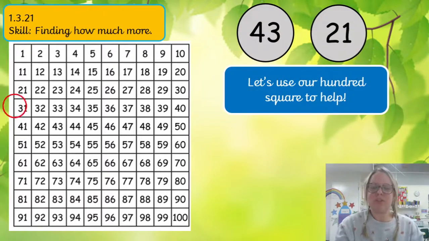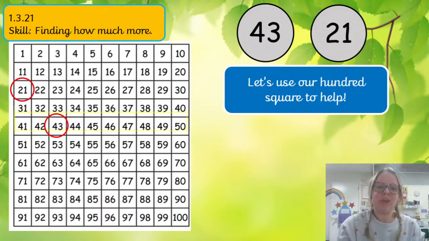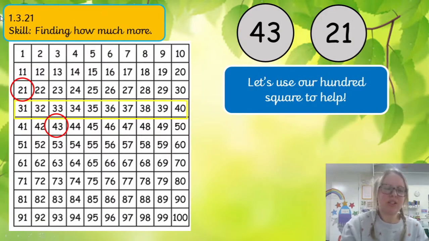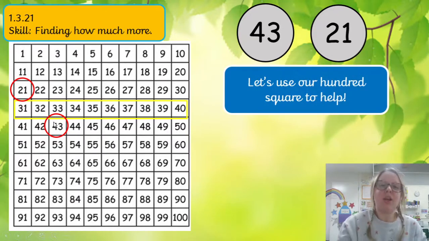Okay, so our two numbers are 43 and 21. So let's look at them on our 100 square. See if you can find them on yours too. Here's our 21 and here's our 43. Now, a quick way to work it out, because we know that there are 10 columns in our 100 square. There's always 10, isn't there, across? So we know that this section here, when we're counting from 21 up to 43, we know that's worth 10. So we don't need to count that row at all.